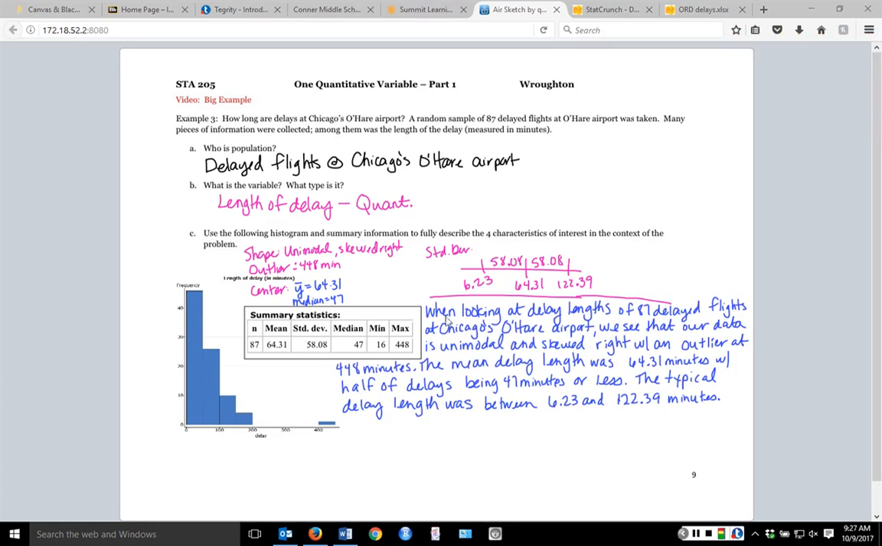Alright, so hopefully we agree. When I'm looking at delay lengths of 87 delayed flights at Chicago O'Hare Airport, our data is unimodal and skewed right, with an outlier at 448 minutes. Our mean delay length was 64.31 minutes, with half of the delays being 47 minutes or less. Could have also said half of the delays being 47 minutes or more. The typical delay length was between 6.23 and 122.39 minutes. So I got my shape, got my outlier, got my center, got my standard deviation. So that's what I would be looking for.